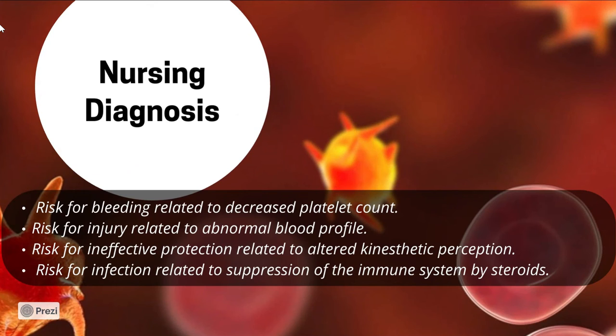The major nursing diagnoses for idiopathic thrombocytopenia purpura are, first, risk for bleeding related to decreased platelet count. Second is the risk for injury related to abnormal blood profile. Third is the risk for ineffective protection related to altered kinesthetic perception. And lastly, risk for infection related to suppression of the immune system by steroids.